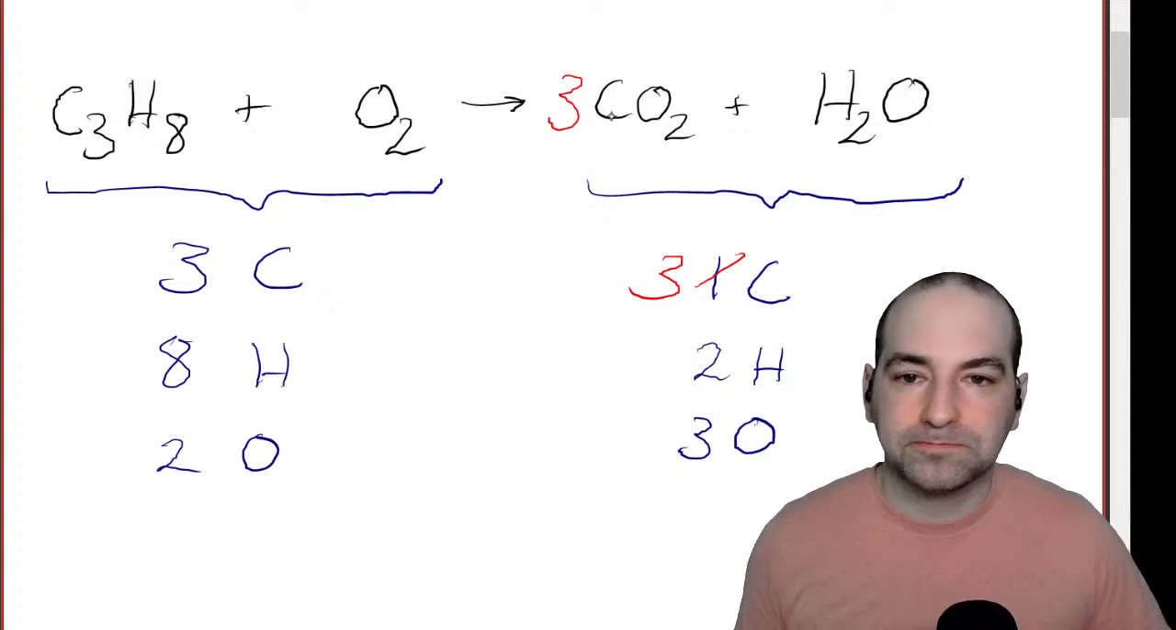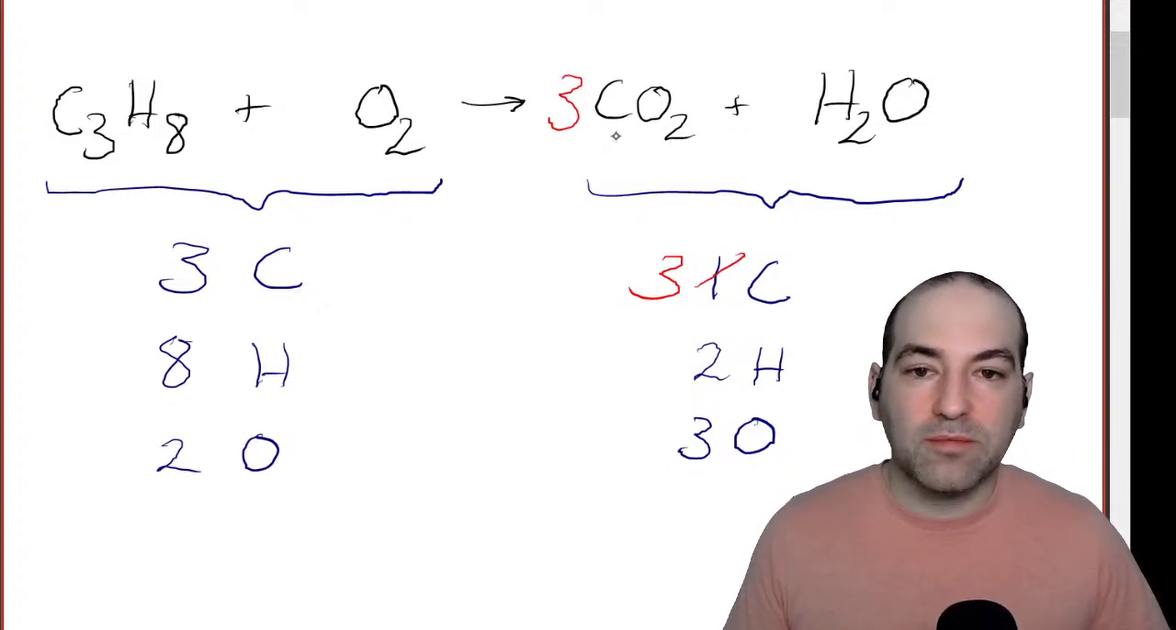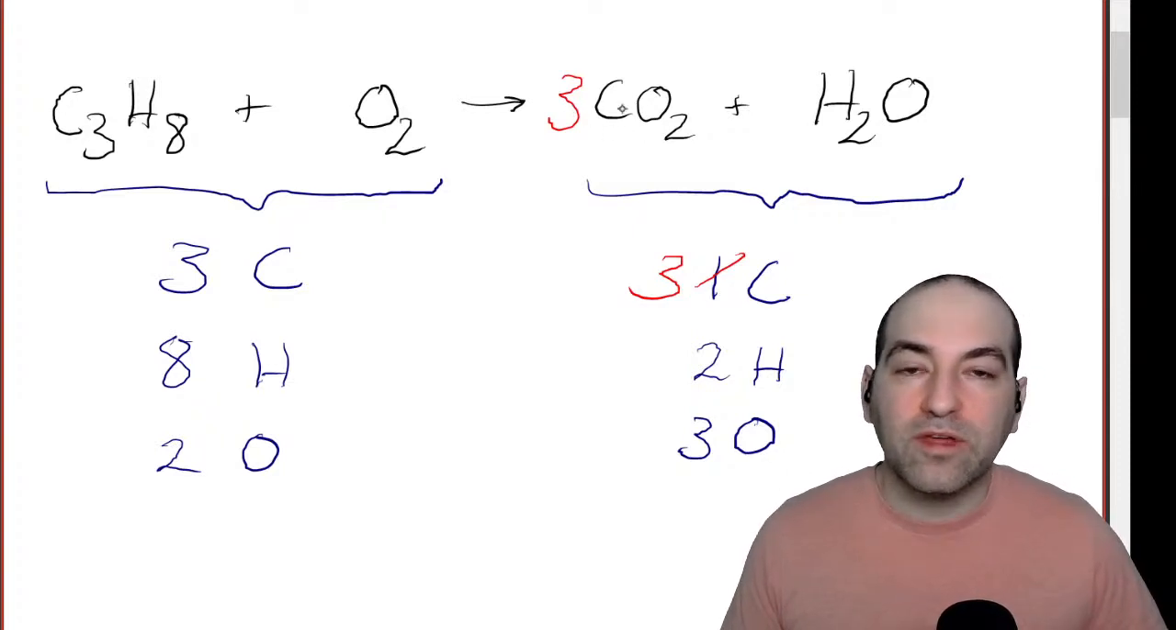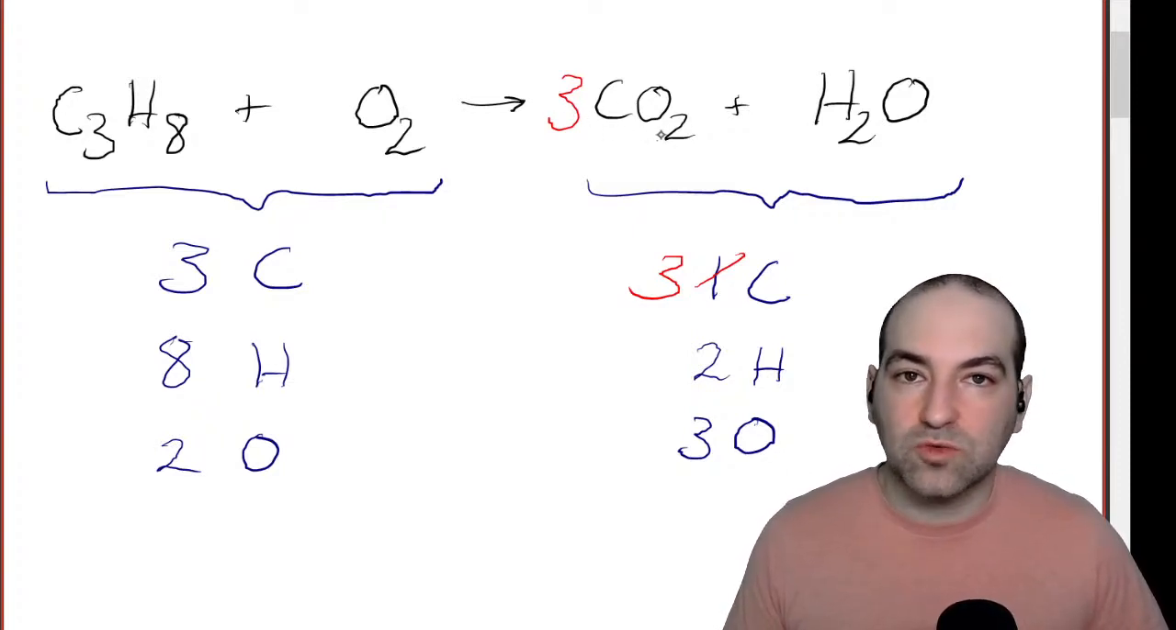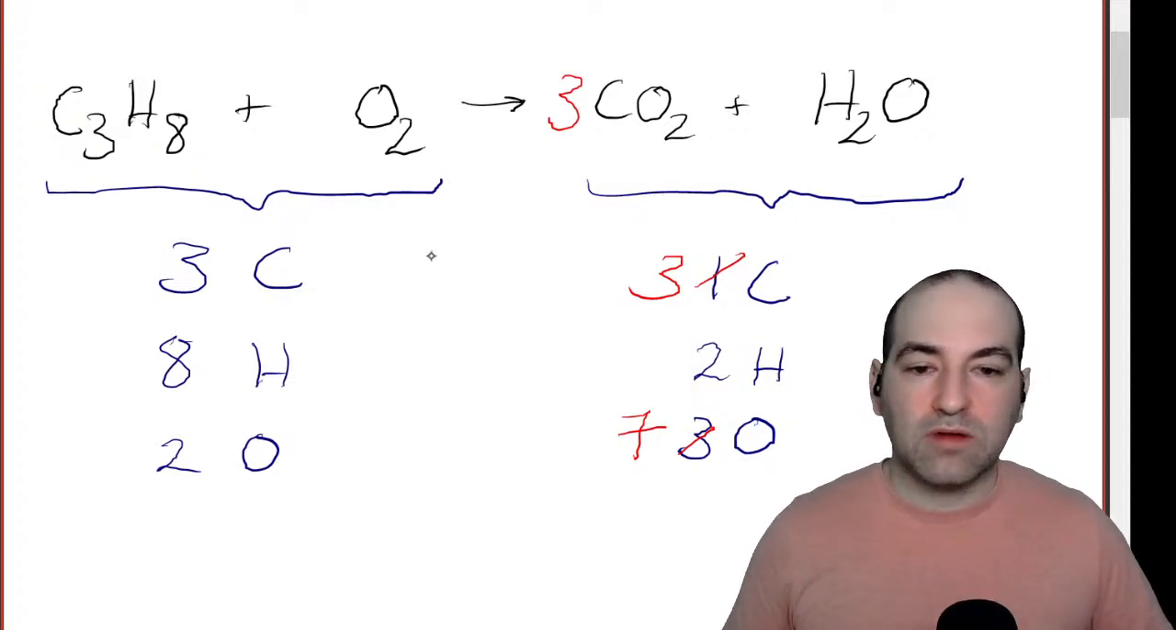And to get 3 on this side, we need to put a 3 here as a coefficient, and that gives us 3 carbons. Now, the next part, very important, is you have to correct the rest of what you've changed also. So when we put a 3 in front of the carbon dioxide as a coefficient, not only have we changed carbon, but we've changed oxygen as well. So now instead of 3 oxygens, we have 6 plus 1 is 7. So now we have our carbons in balance.